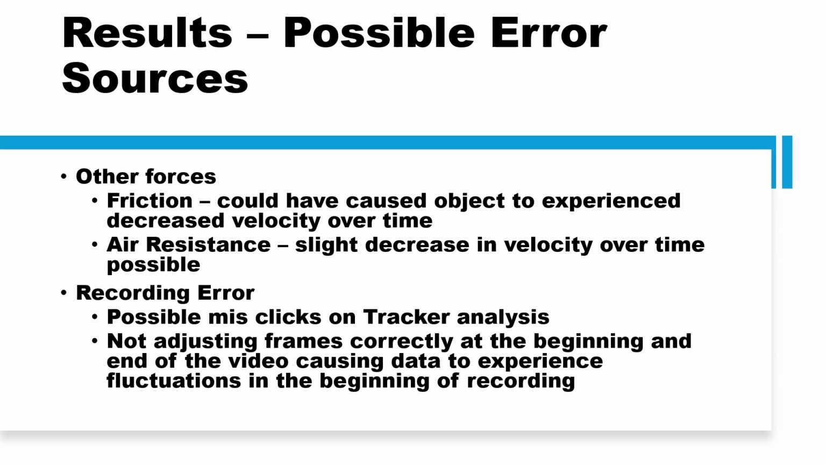Going into some possible sources of error, other forces such as friction could have caused the object to experience decreased velocity over time. Air resistance, which causes a slight decrease in velocity over time as well, is also possible. Also, recording errors could have occurred, such as possible misclicks on the tracker analysis, or not adjusting frames correctly at the beginning and end of the video, which would cause data to experience fluctuations in the beginning of recording.